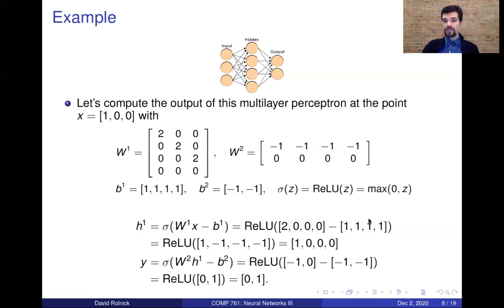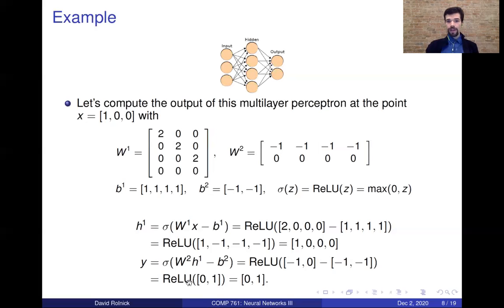OK, so that was the first hidden layer. I guess in this case, we only have one hidden layer. Now let's compute the output layer. So here we take this hidden layer h1. We multiply it by the second weight matrix. Let's multiply this vector by this matrix, and we're going to get negative 1, 0. Now we subtract the second bias vector. And so if we subtract that, then we get this minus this, which is 0, 1.